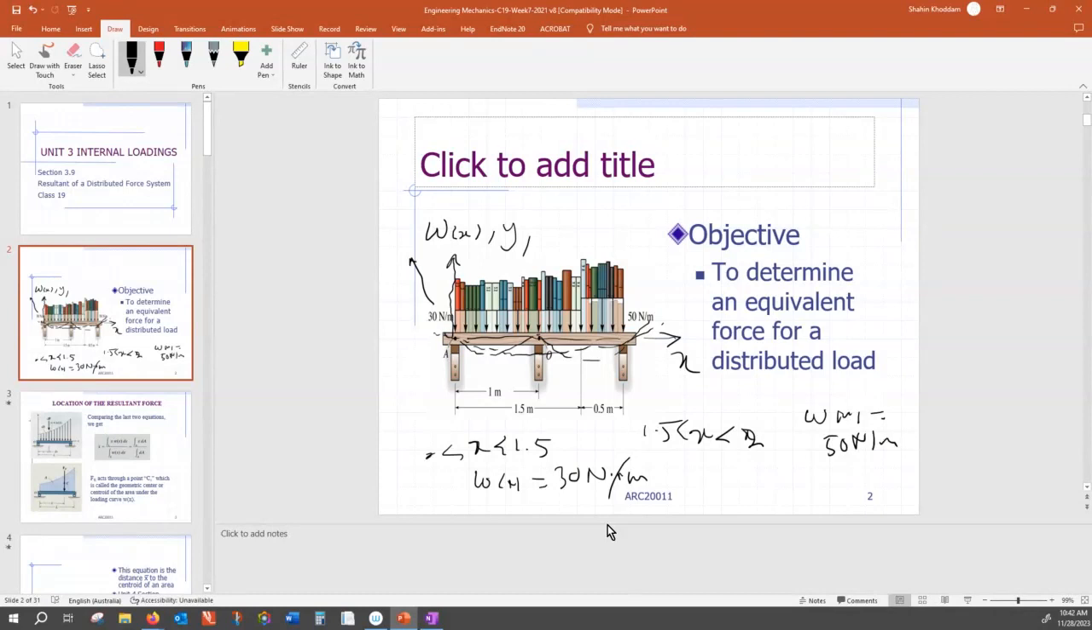All right, how do we deal with that? I mean, when I say deal with that, I am interested to find the reactions. So I have to get rid of that distributed load. That is not known to me. Let's replace this one with one single resultant. That single resultant, we call that R or F_R.